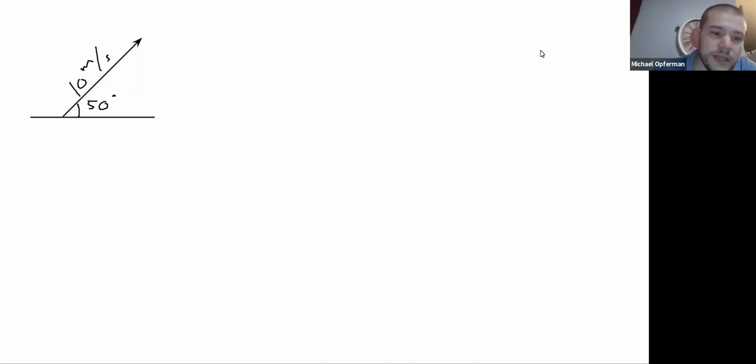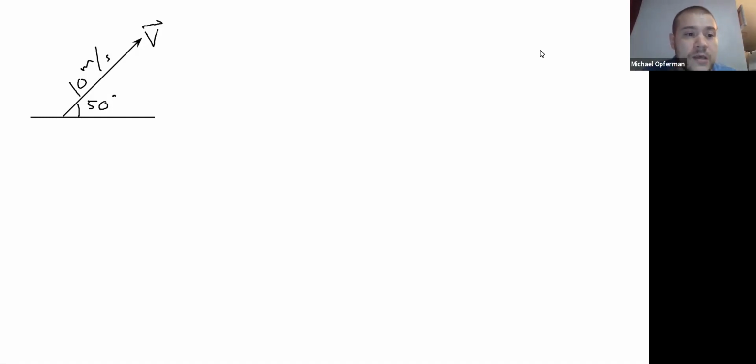Okay, so let's call this vector v because it's a velocity vector. I can see from the units that it's a velocity vector. So if we have that vector, the question I want to answer is, what are the x and y components of that vector? If we know the magnitude and direction, what are the x and y components? So how do you do this?